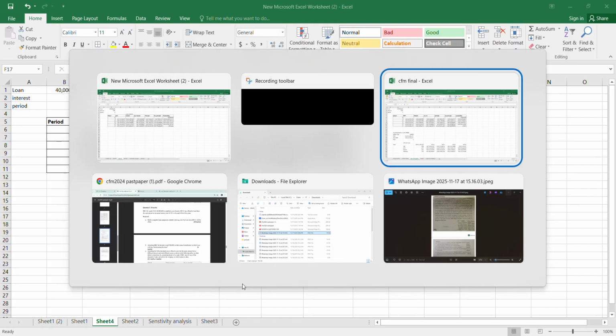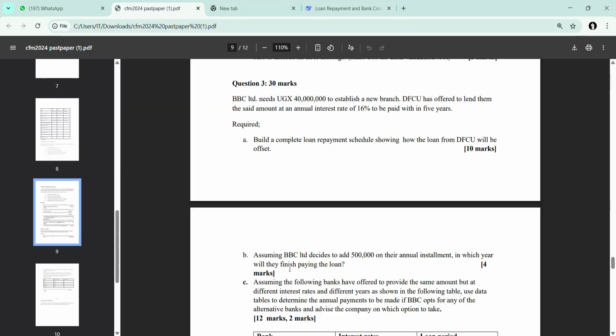We shall go back to the question and see what the question asks. Continuing, the question says, assuming BBC Limited decides to add 500,000 on their annual installments, in which year will they finish paying the loan? So what does this question want? It's saying, in case of the amount that BBC is paying to DFCU per year, it adds another 500,000. What will be the required period for the loan to end? That's what the question is asking.